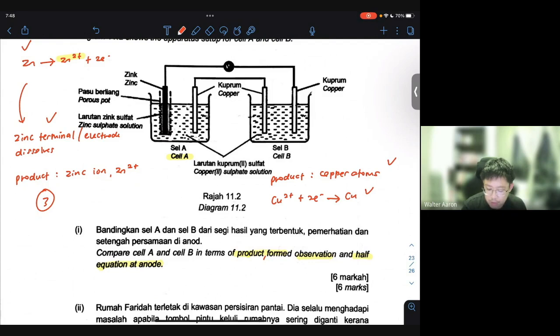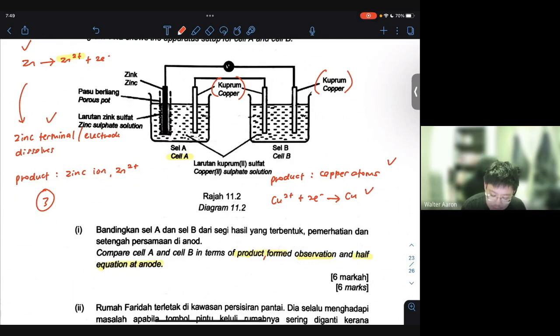One is that the copper electrode becomes thicker. Okay, copper electrode. Okay, there's 2 copper electrodes. There's one over here and there's one over here. So it depends on which one you describe.